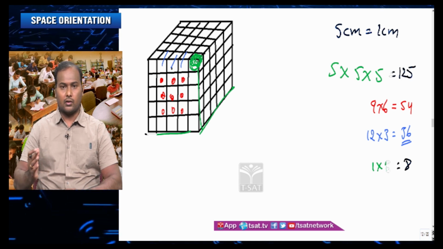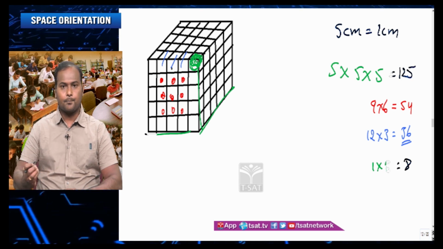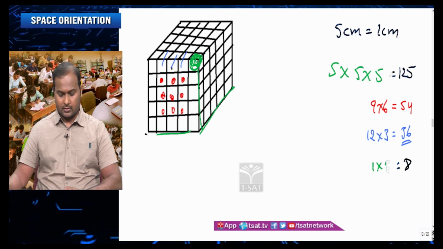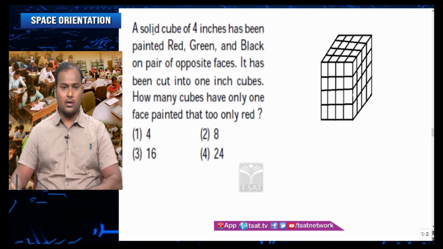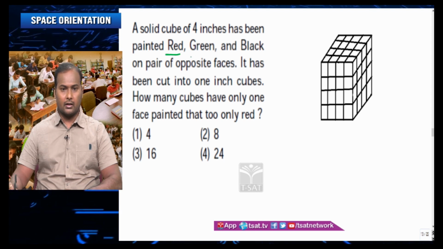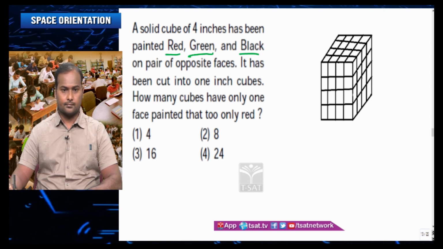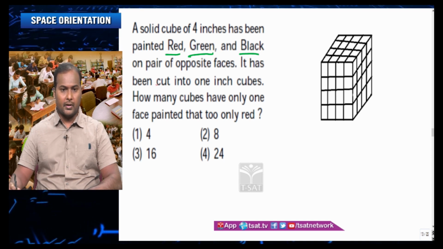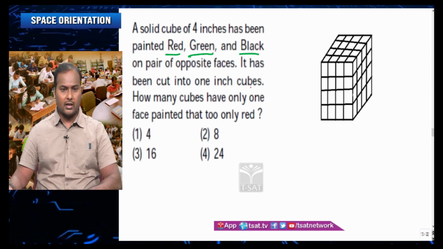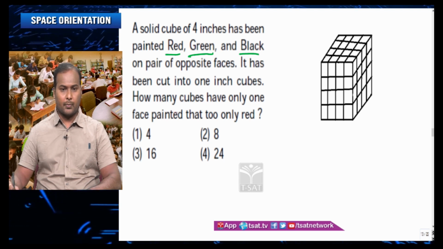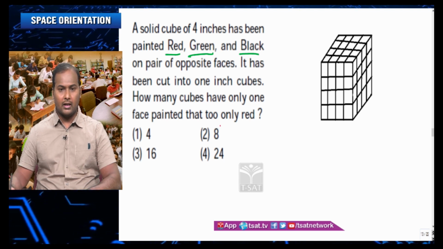Whenever you get a question like this, try to visualize the particular cube in a 3-dimensional way and try to get the answer. See this question. A solid cube of 4 inches has been painted red, green and black on pairs of opposite faces. It has been cut into 1-inch cubes. How many cubes have only one face painted? The ones only red, he is asking.